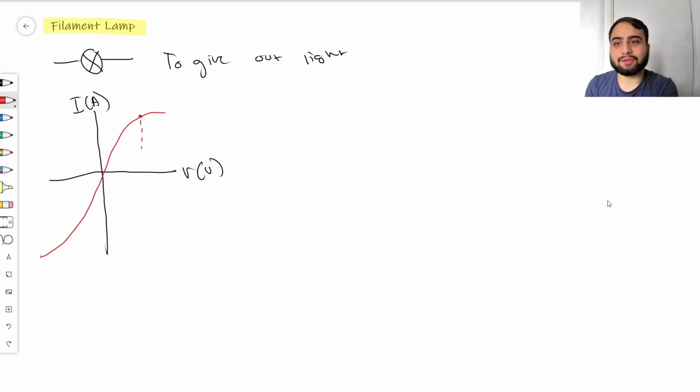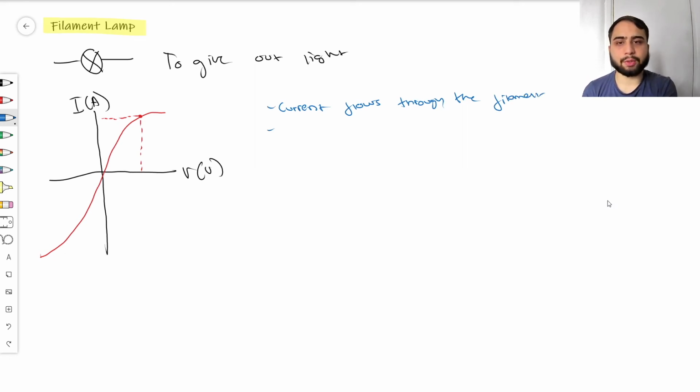You have to read off single points if ever you're given a question where it says, oh, work out the resistance of a filament lamp at X voltage. Okay, you have to use points. Now, let's explain and walk through why the resistance of a filament lamp changes. Well, number one, current flows through the filament.